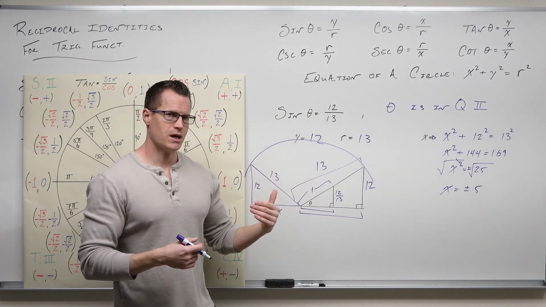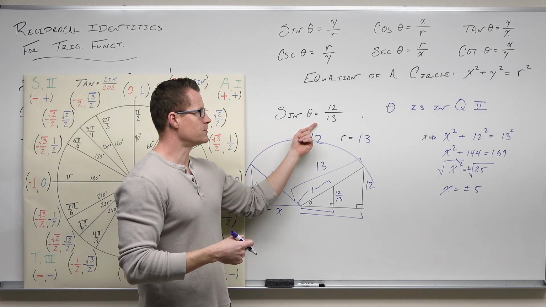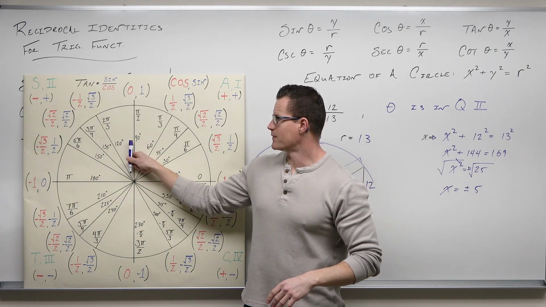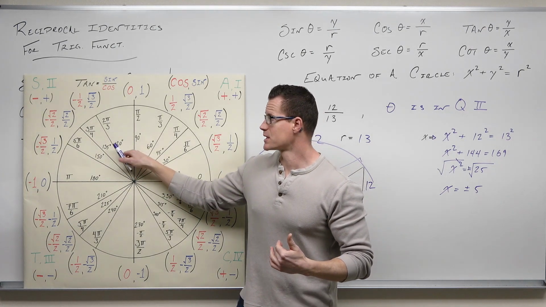So which one do you pick? Well, if sine's positive and we're in quadrant 2, that says that I'm going to have to pick the x value that is, well, let's think about it.